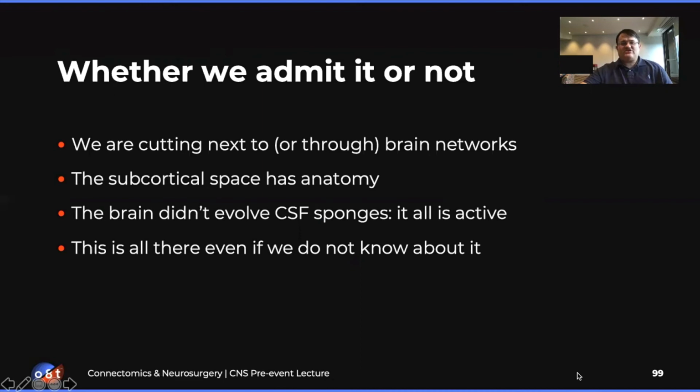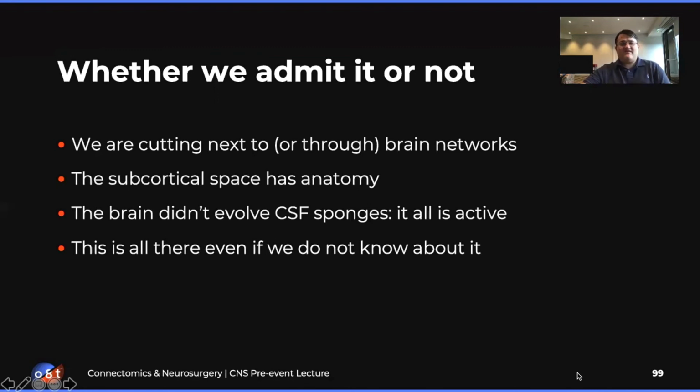Now, there's been a discussion about calling all brain eloquent, and there are papers that have been written about this. It is without doubt that all of the brain is active. It didn't evolve to suck CSF. It didn't evolve as a cushion for the motor cortex. So it's really insane to think that we can just go hog wild in the frontal lobe and nothing occurs as a result of that.